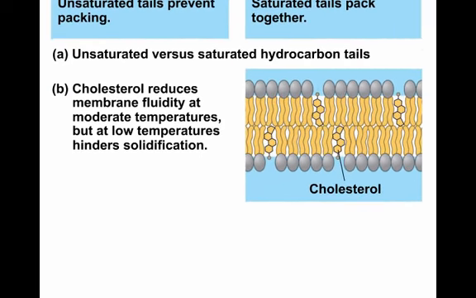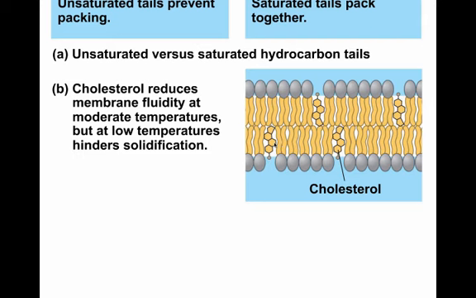Another important aspect is what exactly the membrane is made of. So obviously the main part of the membrane is these phospholipid molecules, but in many cases there are also additional molecules inserted into the membrane that help regulate how fluid that membrane is. And one of those molecules is cholesterol. Cholesterol tends to reduce membrane fluidity at moderate temperatures, and you can imagine that these cholesterol molecules are sort of hard to move around. But at low temperatures, the presence of this cholesterol can prevent the membrane from solidifying and essentially freezing.